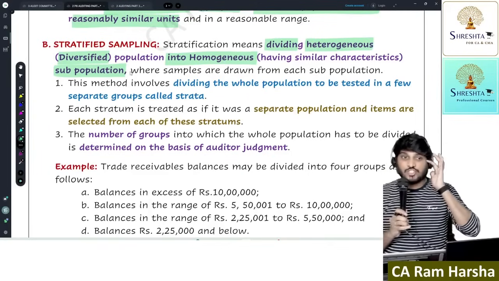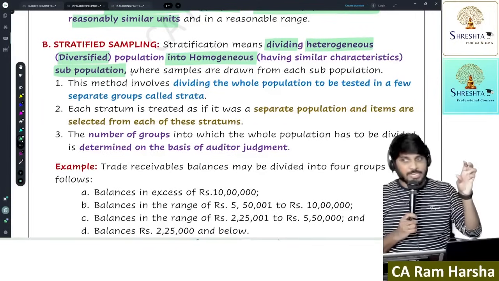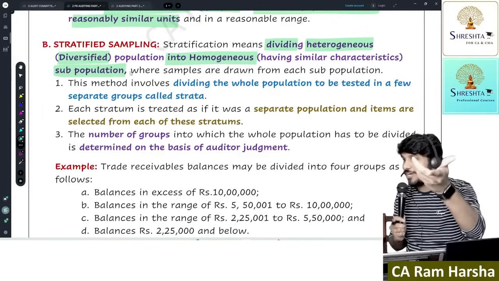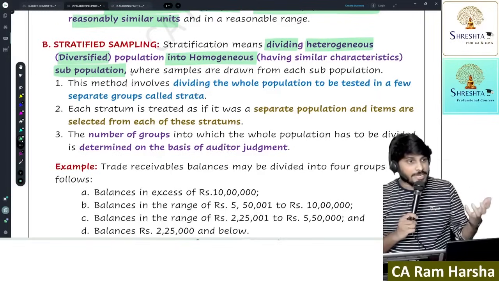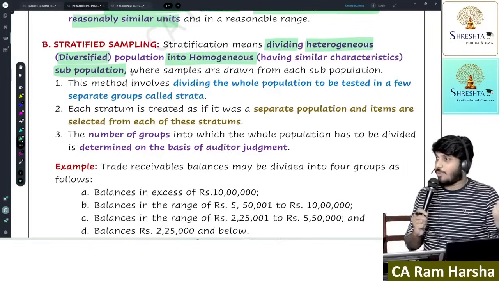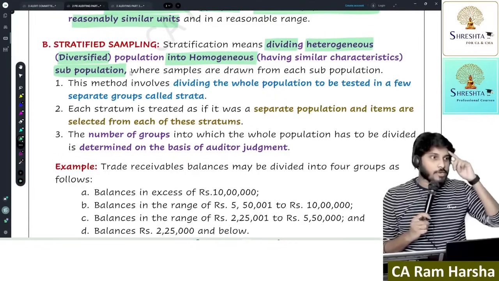Now how can we stratify? In our example, we stratified it based on monetary unit. It is called monetary unit sampling. We stratified it based on monetary unit, so we call it monetary unit sampling. Able to understand? Stratified sampling, another name is monetary.